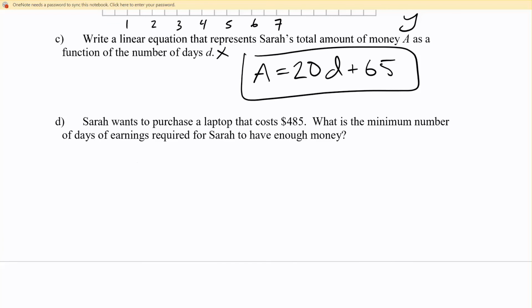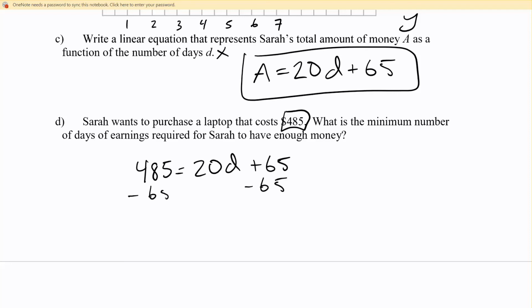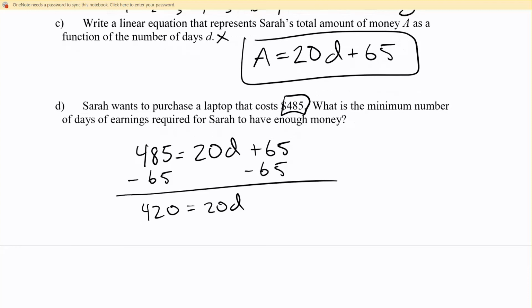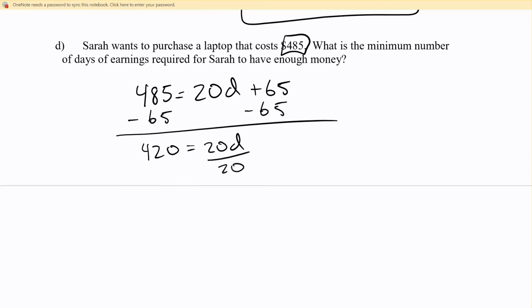And Sarah wants to purchase a laptop that costs $485. So what would we do? We'd plug in 485 for A, so 485 equals 20 times D plus 65. Subtract 65, subtract 65, and that makes 420 equals 20D. Divide by 20. 20 goes into 100 5 times, so 400 would be 4 times 5, which would be 20, and 1 extra, so that's 21. So 21 days.